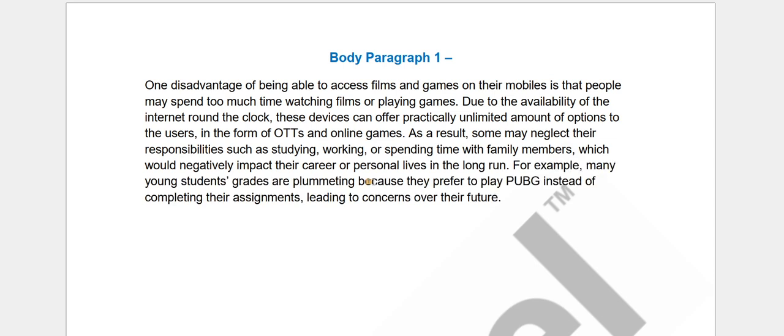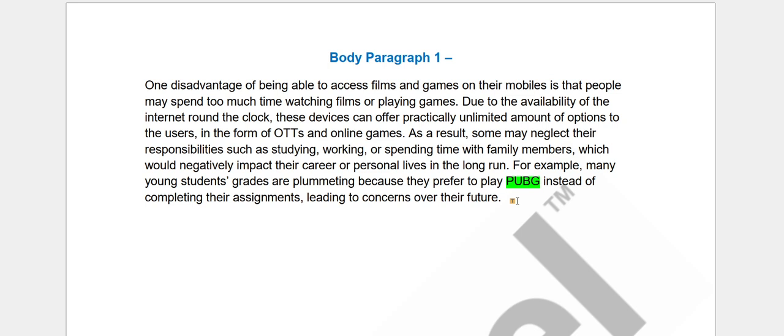For example, many young students' grades are plummeting because they prefer to play PUBG instead of completing their assignments, leading to concerns over their future. If you are aware of this particular game, obviously, who isn't? If you are not, I think you may be living under a rock. This game has practically taken over the entire youth, not only the youth, the entire world, I would say. So students, or children, prefer to play this particular game instead of studying, and spend a lot of time on it.